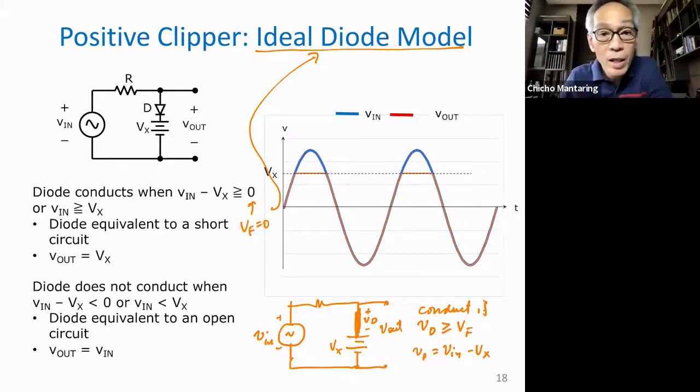Question. What will the curve look like if I did not use the ideal diode model? What would it have looked like if I used the constant voltage drop model? Anybody willing to guess? What if I had used the constant voltage drop model? In other words, itong VF na ngayon hindi equal to 0.